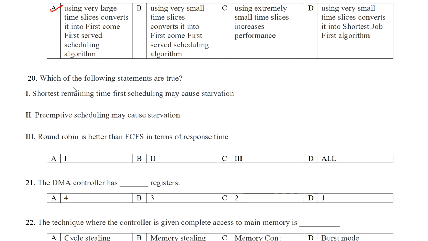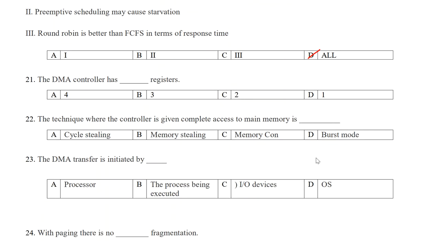And the next question is, which of the following statements is true? This question was asked in the GATE examination, 2010 paper. Shortest remaining time first scheduling may cause starvation. So preemptive scheduling may cause starvation. Round robin is better than FCFS in terms of response time. So all the three options are true. So D is the right option for this question here.